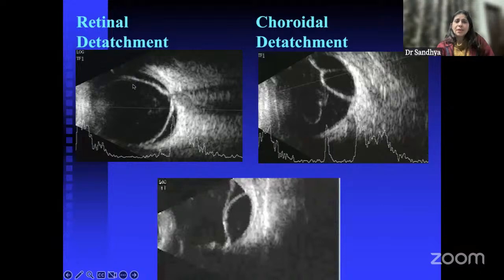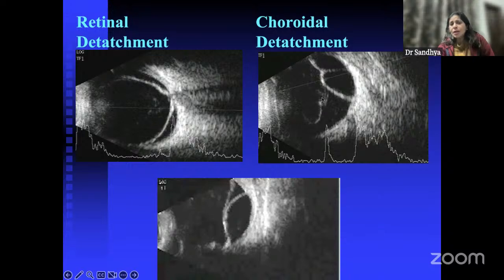So this is a retinal detachment starting from the ora, converging up till the optic nerve head. You see that this is the corresponding A-scan line and A-scan spikes. It is so high. Especially when we reduce the gain, the retinal spikes will still be high once we reduce the gain from the machine. And this is how a choroidal detachment will look.